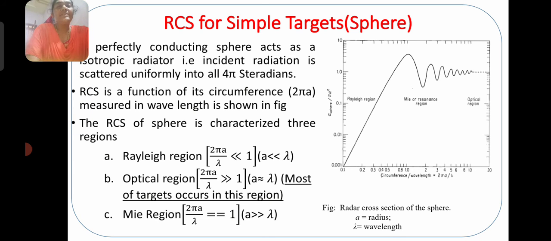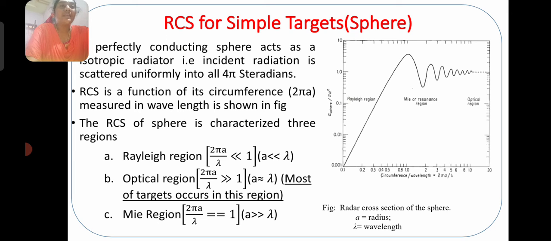the Rayleigh region, that is 2 pi a by lambda less than or equal to 1, where the radius is less than the wavelength. The next one is the optical region, where 2 pi a by lambda is greater than 1, that is a is approximately equal to lambda. The target occurs in the Mie region, where 2 pi a by lambda is equal to 1, a is greater than lambda.